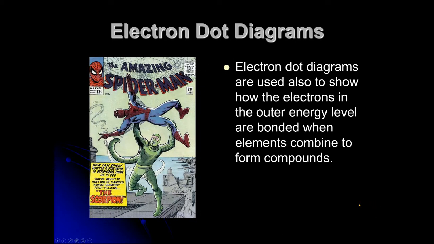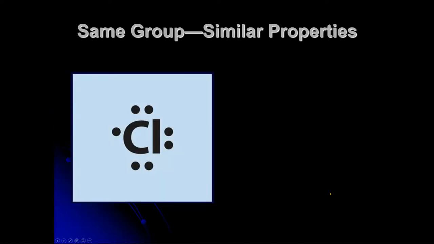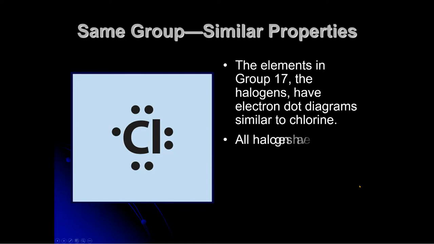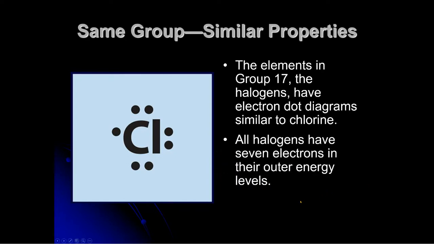Electron dot diagrams are also used to show how the electrons in the outer energy level are bonded when elements combine to form compounds. Same group, similar properties, and this is why it's called a family. I'm going to show you really quick why they're called families. The elements in group 17, the halogens, have an electron dot diagram similar to chlorine. All halogens have 7 electrons in their outer energy level. So these 7 electrons, this is my dot diagram.